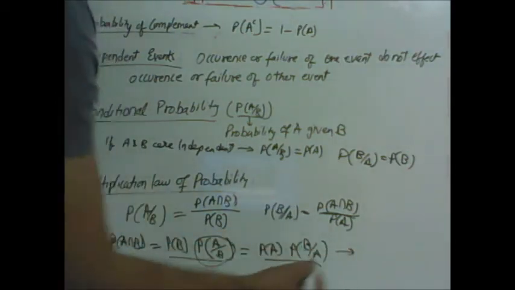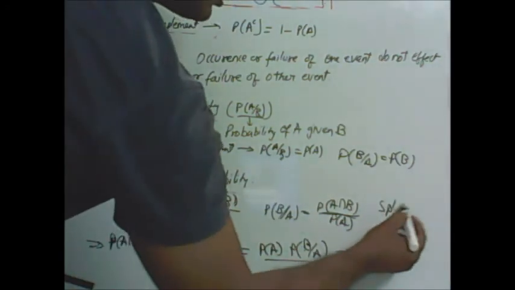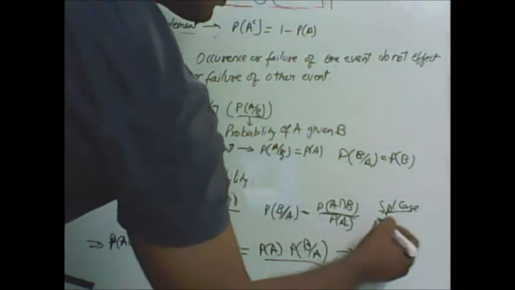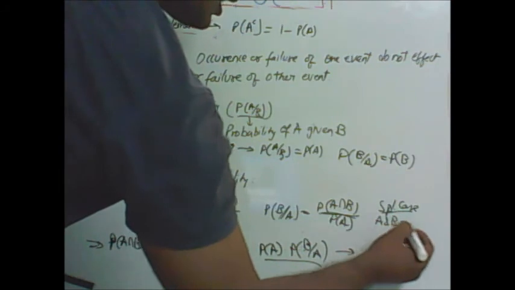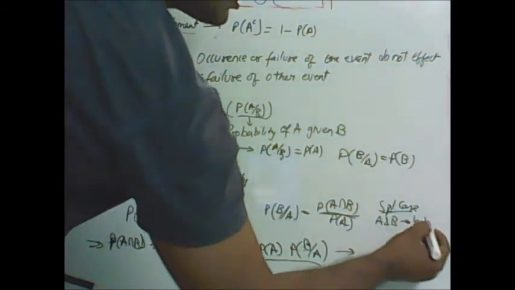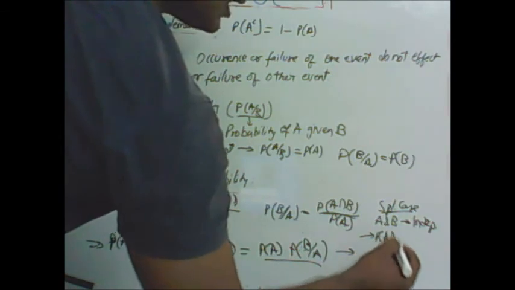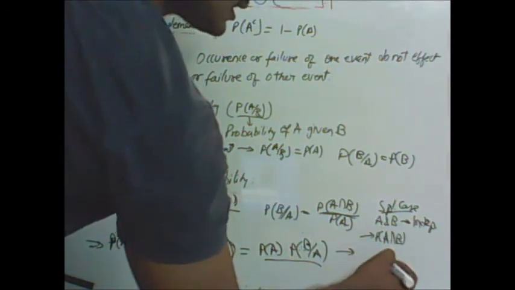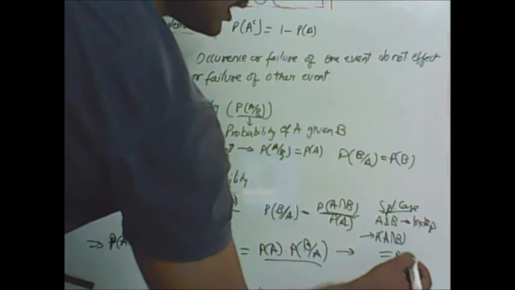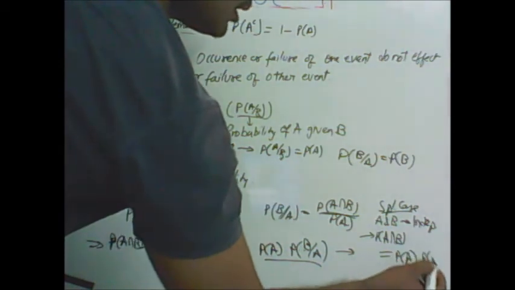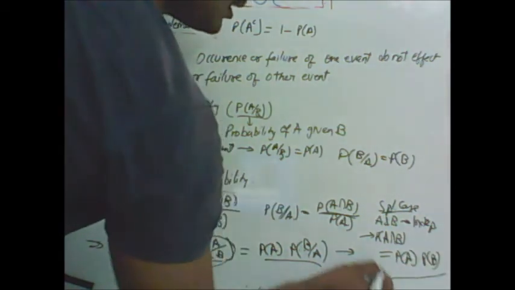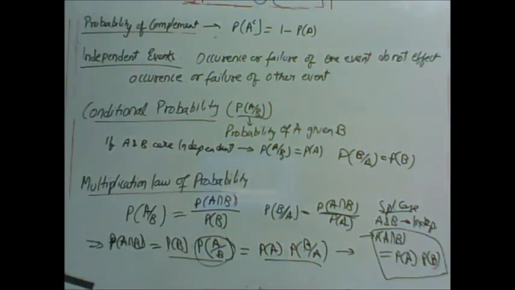If, as a special case, A and B are independent, then P of A and B both occurring simultaneously is P of A into P of B. This is the multiplication law or rule. Hope this is clear for all of you.